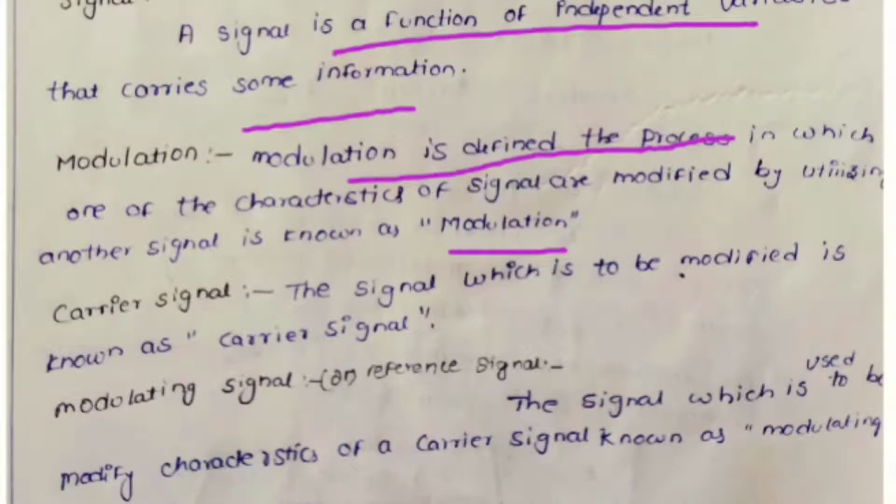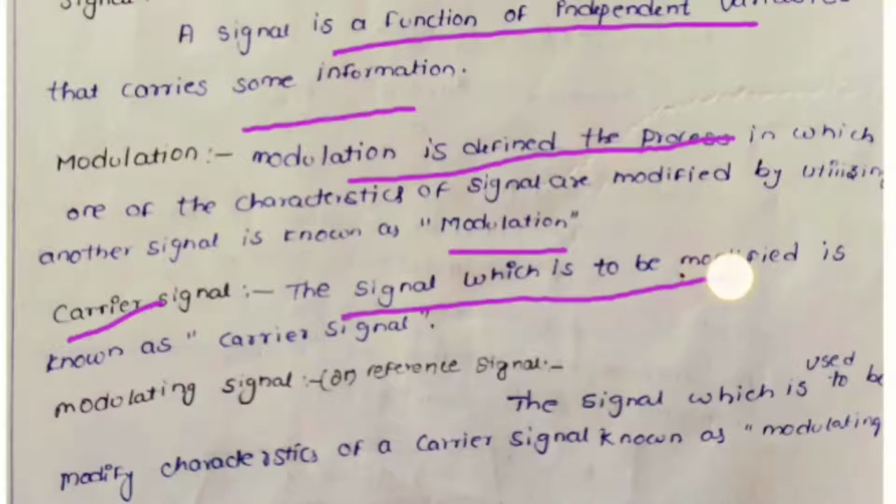If you change the amplitude of one signal by using another signal, we have to know what is the carrier signal and what is the modulating signal. First one is the carrier signal: the signal which carries the information, which is to be modified for transfer over longer distances. The signal which is to be modified is known as the carrier signal. It carries the information.